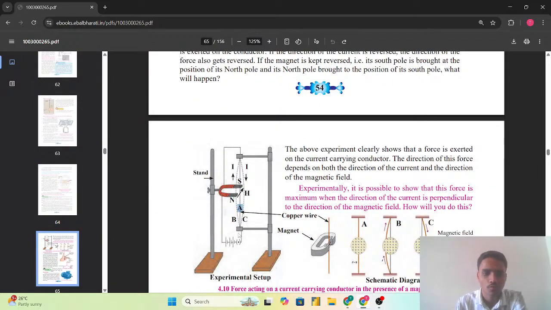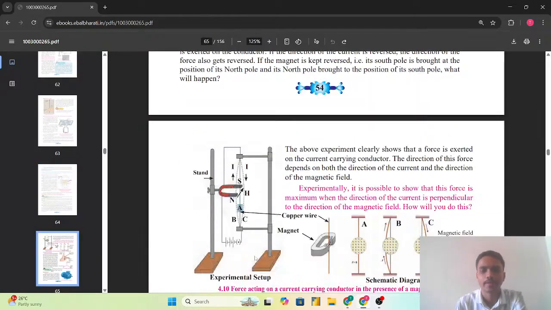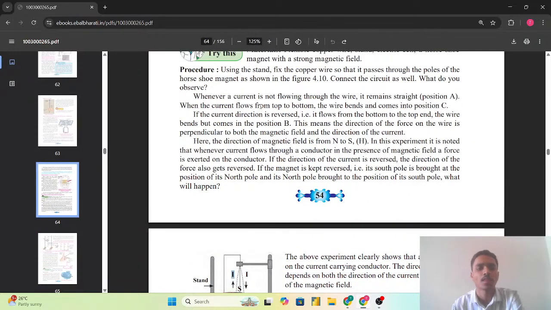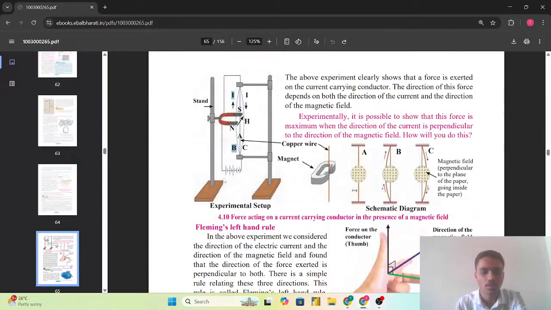So as the current flows through that conductor, the straight current carrying conductor will change its position as it will bend, and this we can see here in the position C. If the current direction is reversed, that is, it flows from the bottom to the top end, the wire bends but becomes in the position B. If we are reversing the direction of the current, the straight current carrying conductor will bend towards the position B, as we can see in the figure 4.10.